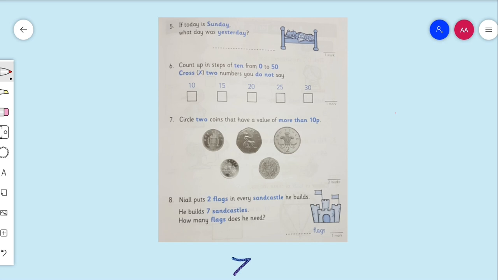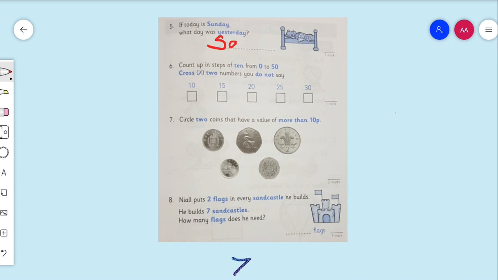Okay, now let's start with page number 7. So let's start with question number 5. It says, if today is Sunday, what was yesterday? So the day before Sunday is yesterday. So let's start with Monday. So there's Monday, Tuesday, Wednesday, Thursday, Friday, Saturday, and Sunday. So what came before Sunday? Yeah, Saturday did. So which means yesterday was Saturday. So let's write Saturday here.